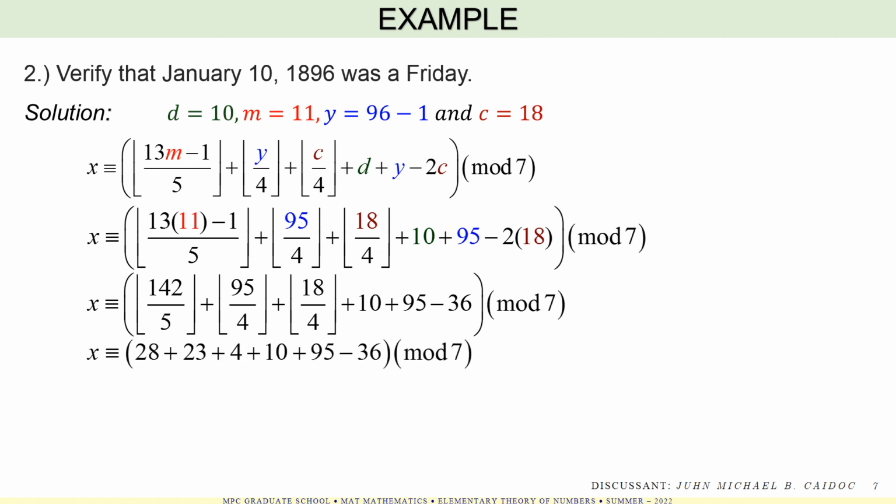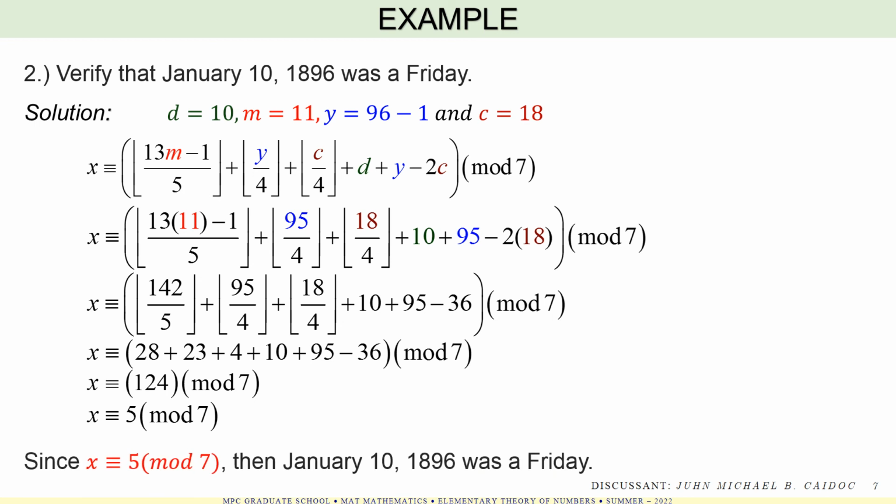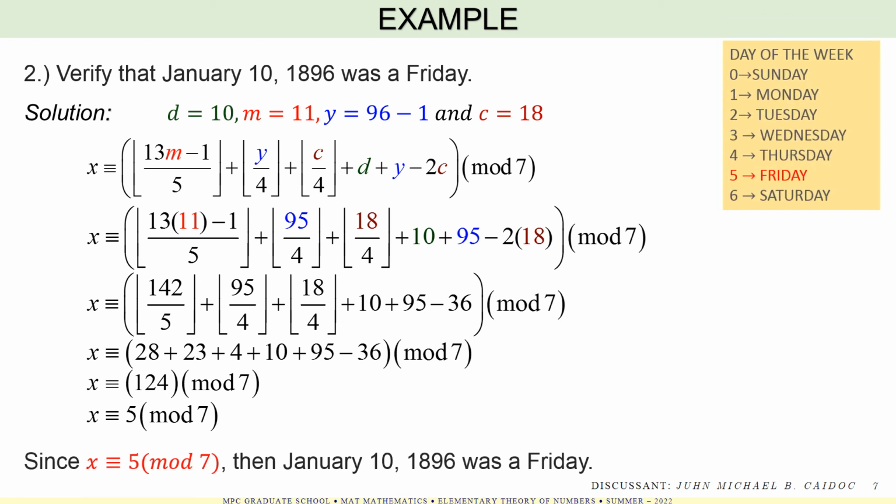Then x is congruent to 28 plus 23 plus 4 plus 10 plus 95 minus 36 modulo 7. And now, x is congruent to 124 modulo 7. Then x is congruent to 5 modulo 7. Since x is congruent to 5 modulo 7, then January 10, 1896 was a Friday.